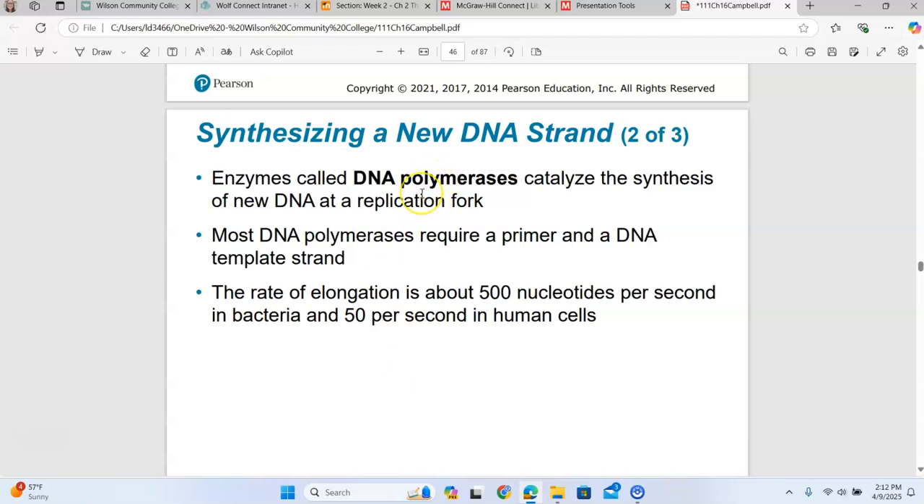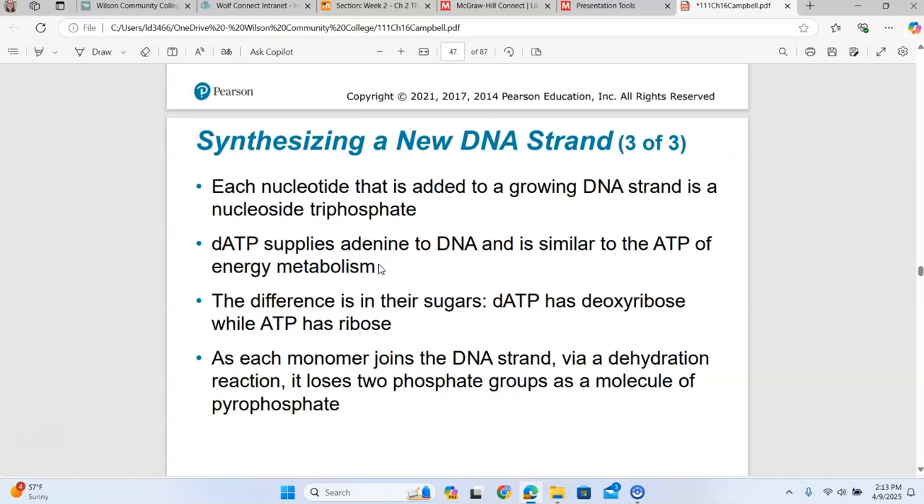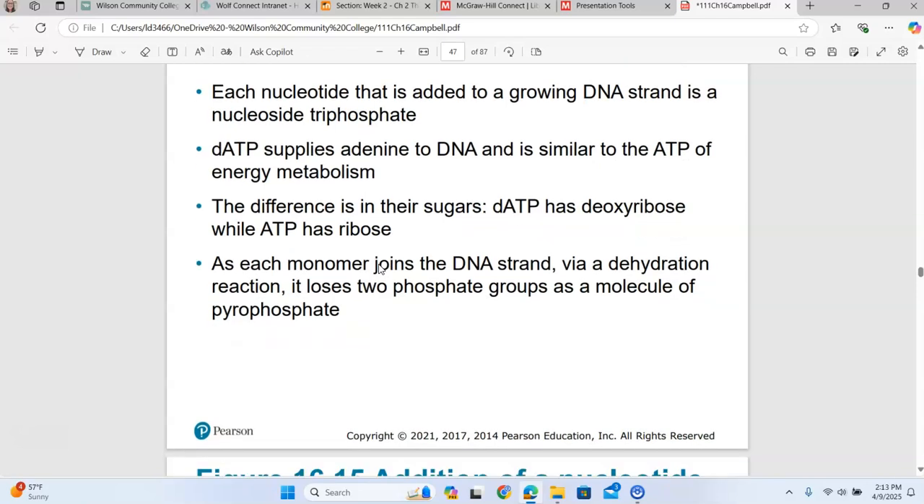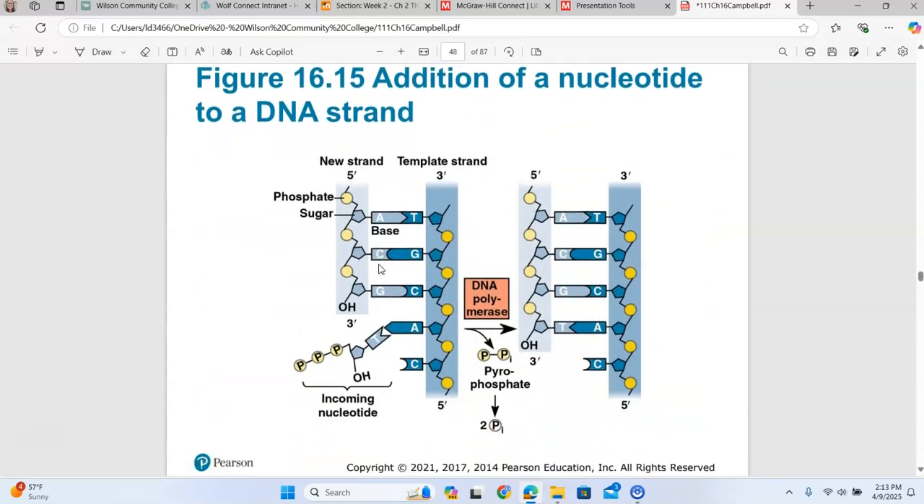Okay, now it's bold. So enzymes called DNA polymerases catalyze the synthesis of new DNA at the replication fork, which is just the place where the old DNA strand opened up. All right. Most DNA polymerases require an RNA primer and a DNA template strand. That's just a word for the old DNA strand. And there's a lot in here you don't need to know, so I'm going to skip it.